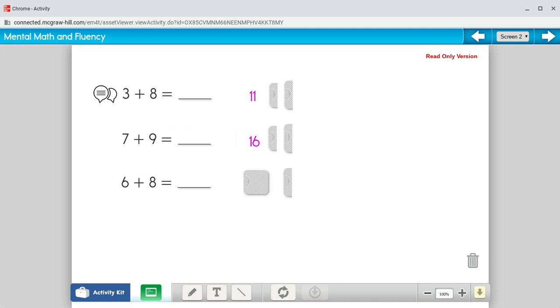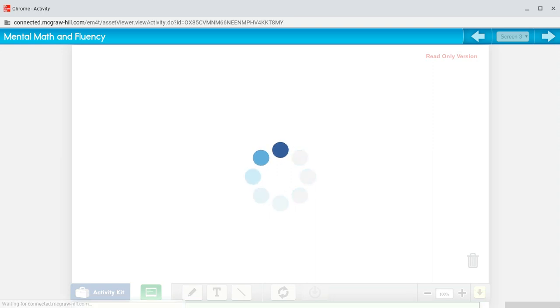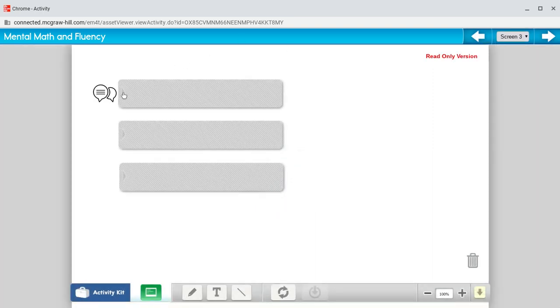Perfect. And 6 plus 8. Some double facts might help me here. 6 plus 6 plus 2 more. 8 plus 8 minus 2. What do we come up with? If you said 14, you are correct. And moving right along to level 3, nice and quick, mental math fluency. Shouldn't be taking us much time.